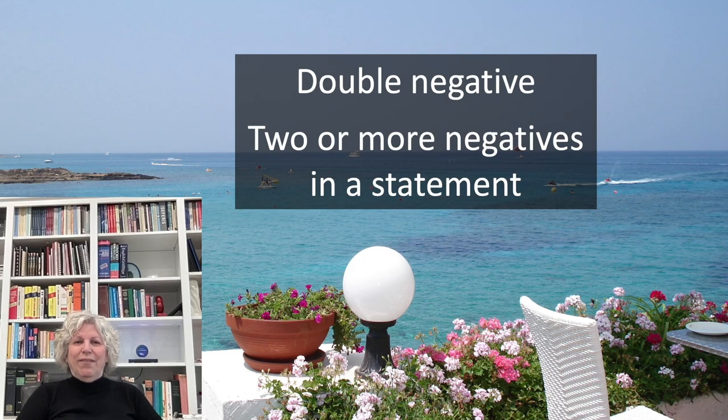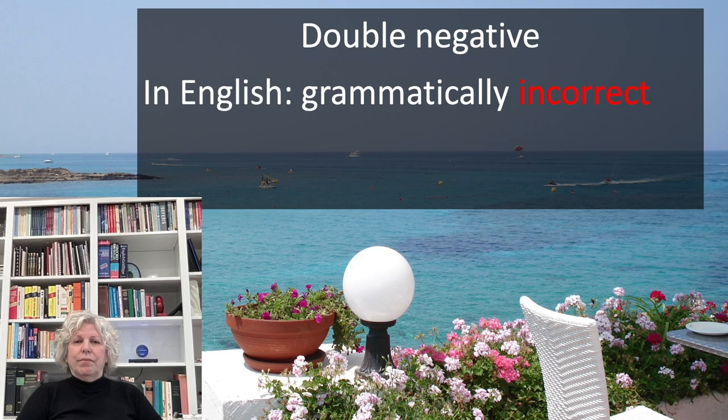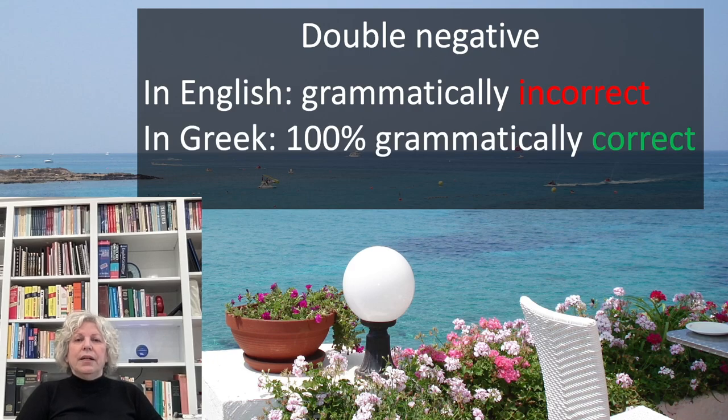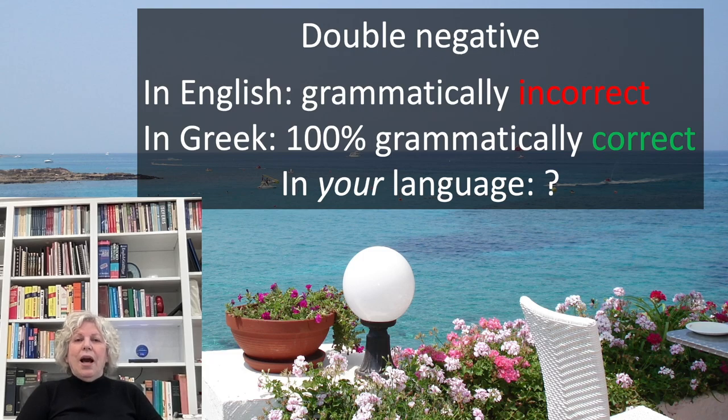What is a double negative? A double negative is two or more negatives in a statement. Usually, one of the negatives is a verb. In English, the double negative is considered grammatically incorrect. In Greek, it's 100% grammatically correct. The double negative occurs in many languages, and it would be interesting to know whether it's grammatically correct in those languages too. Maybe you can leave a comment below about the double negative in your own language.